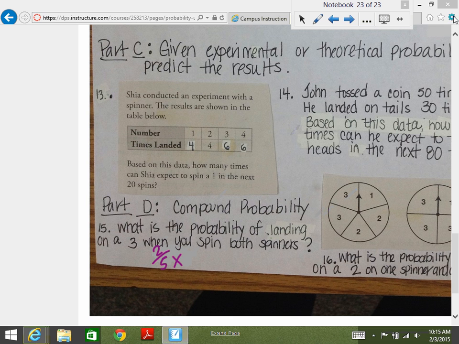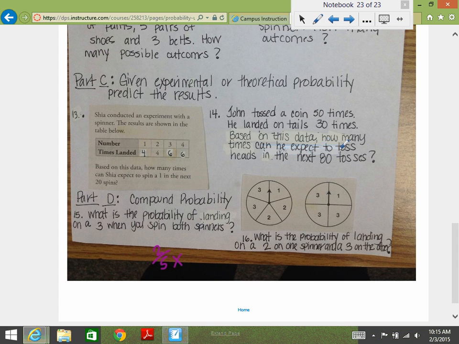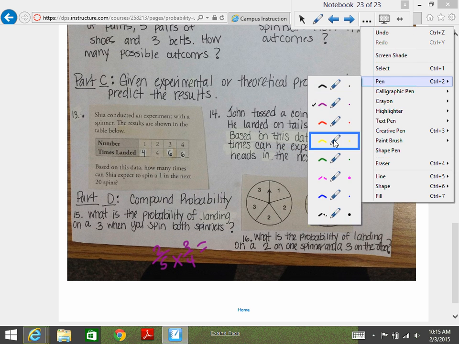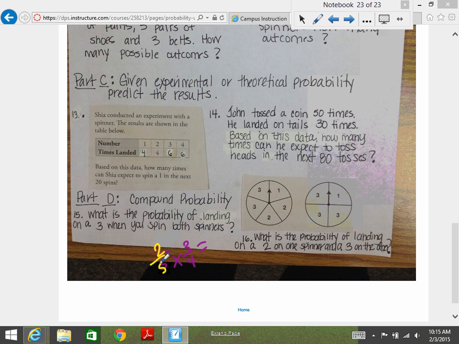Then we want a 3 on the second spinner. 3 over 4. Okay, and what do we get when we multiply 2/5 times 3/4? 6 over 20. Can I reduce? By what? And we get 3/10. 3 out of 10. There's a 3 out of 10 chance. Is that going to happen? 3 out of 10? Probably not. Yeah, like 30%. You're right.